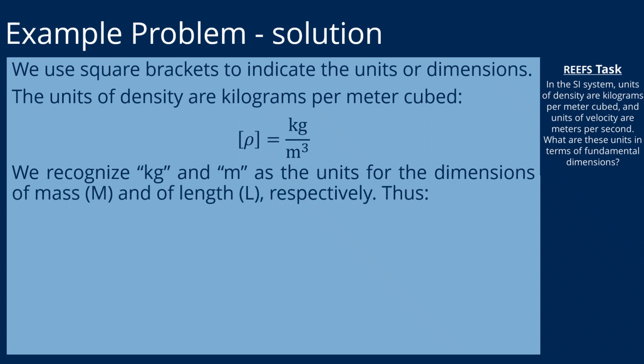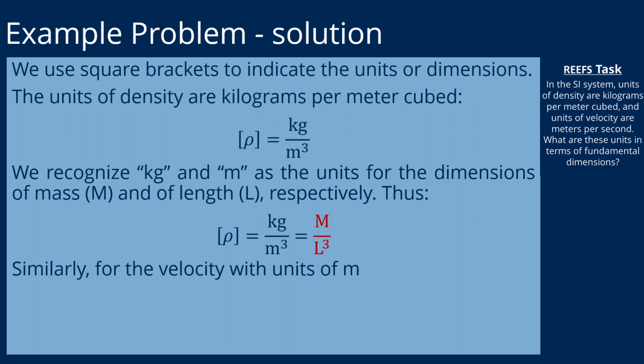And therefore, we can write the dimensions of the density by again writing rho in square brackets, which we know to be kilograms per meter cubed, and substituting for mass per length cubed. Length cubed is volume, so you might recognize the density as mass per unit volume. Similarly, the velocity has units of meters per second, and we can write u in square brackets and equate that to meters per second, and then substitute for length per time.